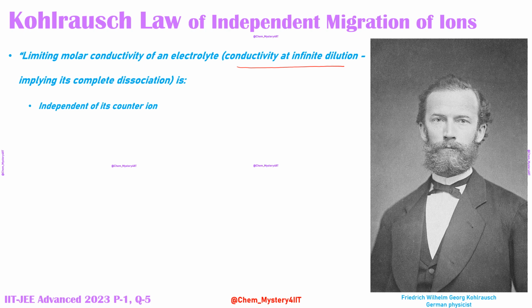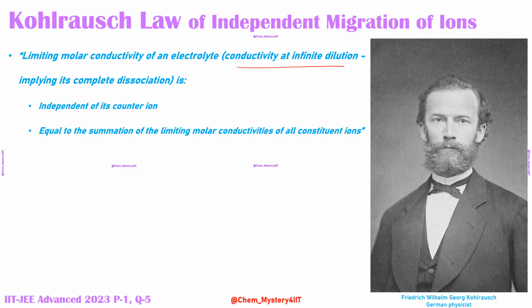It's not only about the cation, it's true about the anion as well. So if you have chloride ions, it does not matter what cation, sodium ion or potassium ion, you are taking. Any ion you take, the value for the chloride's molar conductance at infinite dilution is going to remain exactly the same. Also, this is equal to the summation. If you have taken a salt like sodium chloride, this is equal to the summation of the limiting molar conductances of all constituent ions.